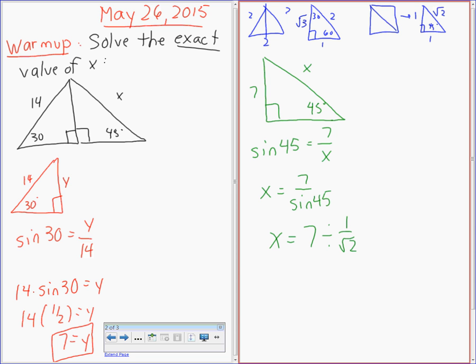Can somebody please tell me why it probably makes sense to do that as a division statement? Like that. I can flip, right? So x is going to be 7 times root 2 over 1, which is just 7 root 2.